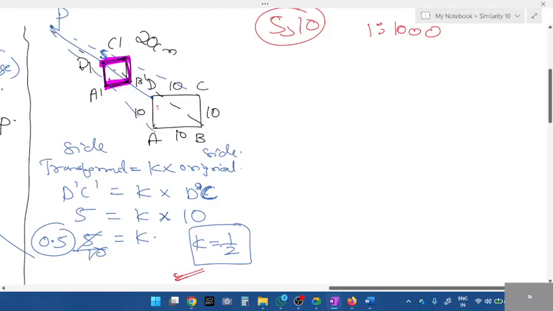Now let us take AD. I want to find A dash D dash. This is the transformed value is equal to K into original image AD. What is A dash D dash value? It's not given. Let us keep as it is. What is K value? Respond all of you. K value is, tell me, K value is 1 by 2 into what is AD value? Original value AD.